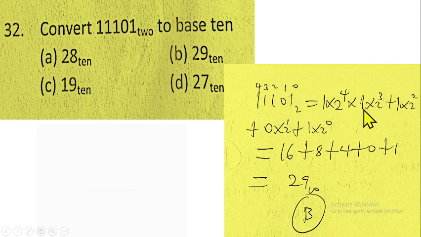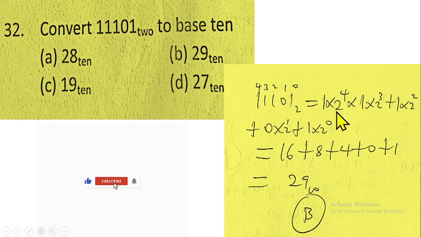1 times the base raised to power 4. That is this: 1 times 2 raised to power 3 plus 1 times 2 raised to power 2 plus 0 times 2 raised to power 1 plus 1 times 2 raised to power 0.